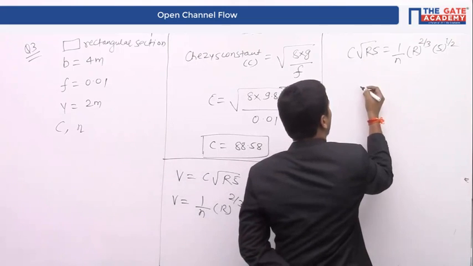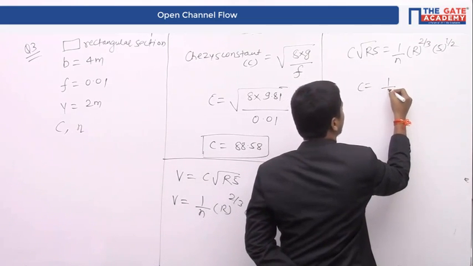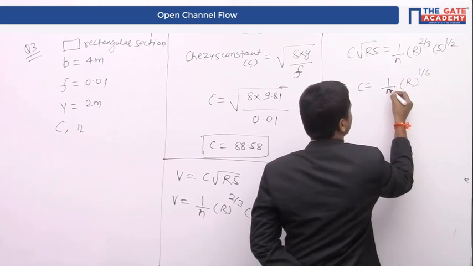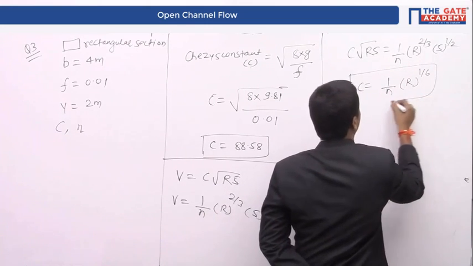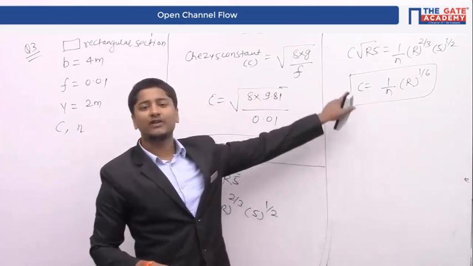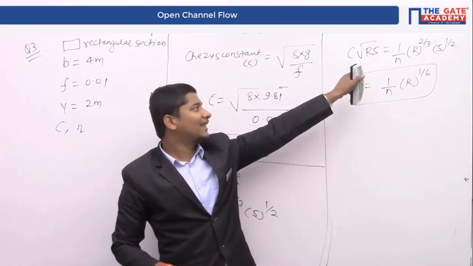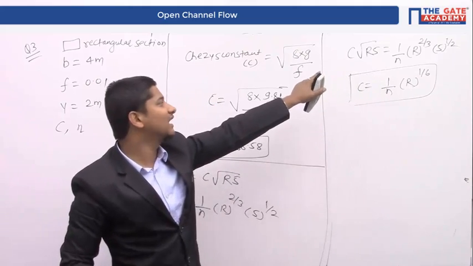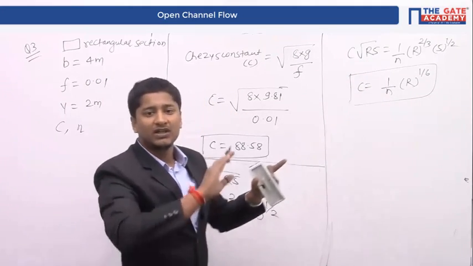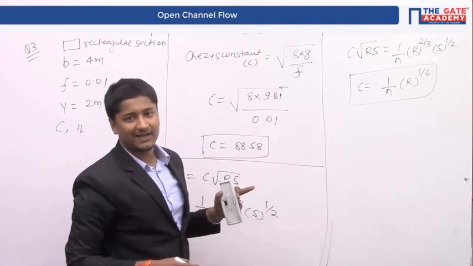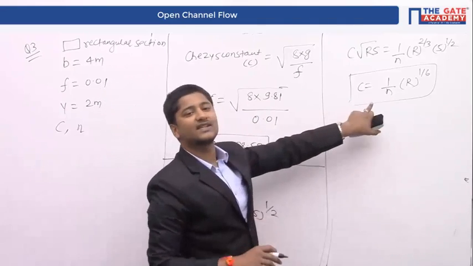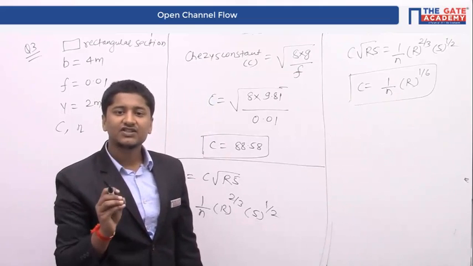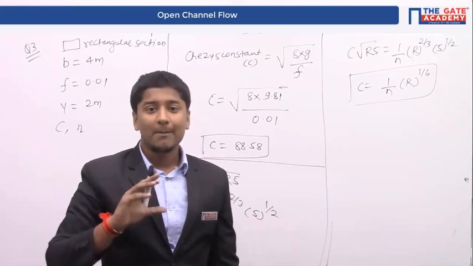So finally, you will find C equal to 1 by n R to the power 1 by 6. You just have to cancel out the root under S part, and on the right you have R to the power 2 by 3 and on the left you have R to the power 1 by 2. So just transfer that R to the right side. That's it. So you will get C equal to 1 by n R to the power 1 by 6, and this is the relation between Chezy's constant and Manning's constant.